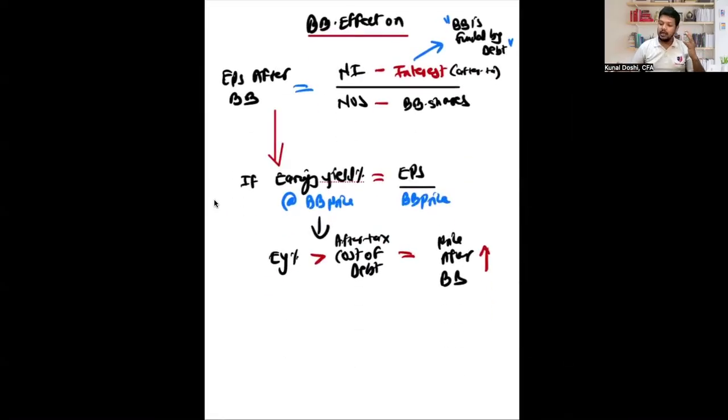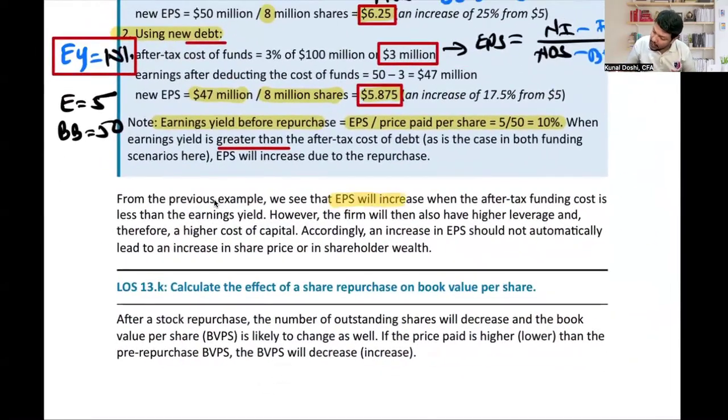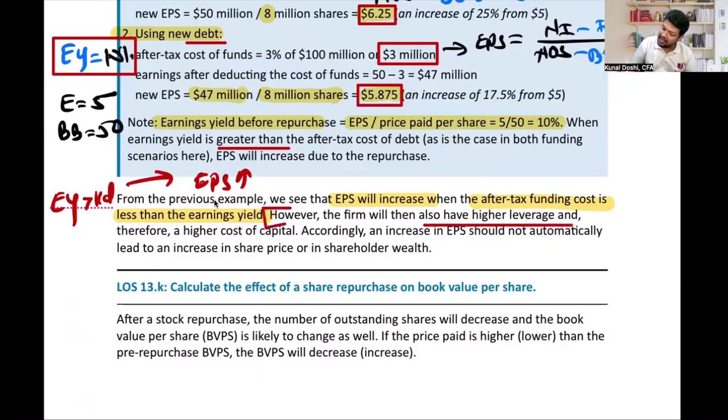Understood, everyone? This is the effect of buyback on the earnings per share. Is this clear, everyone? So see this conclusion here. EPS will increase when the after-tax funding cost is less than earnings yield, or I can say whenever the earnings yield is greater than the cost of debt, my EPS will increase. However, the firm will then also have higher leverage and higher cost of capital.